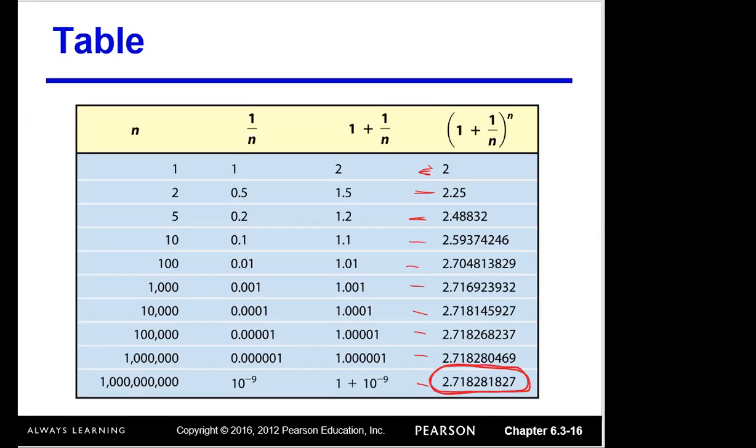And so he said, hey, I'm going to give that number a letter, just like pi. You know, everybody knows that pi is 3.14, blah, blah, blah. Well, e is 2.718, blah, blah, blah. It's another irrational number. So that's e, and that's all you really need to know about that.